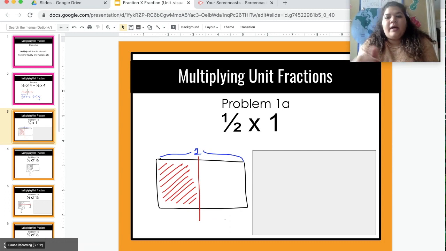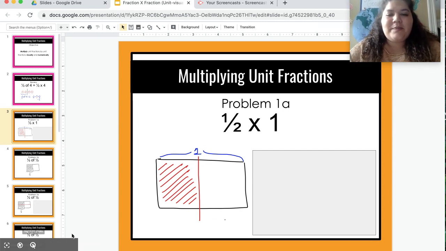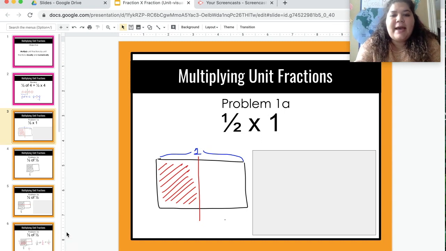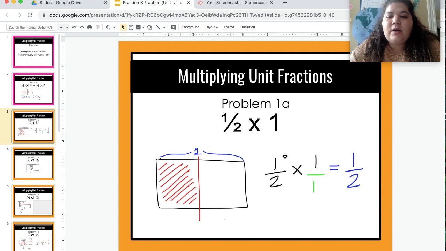Okay, problem 1A. There's 2 parts. I want you to imagine that you have a big pan of brownies. If you wanted to take half of those brownies to school, you would break this one whole in half, which would mean that 1/2 of 1 would give us 1/2. That makes sense, right?